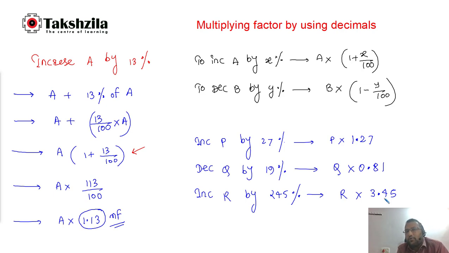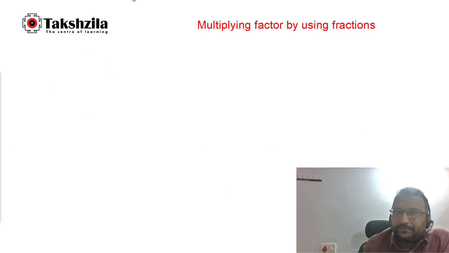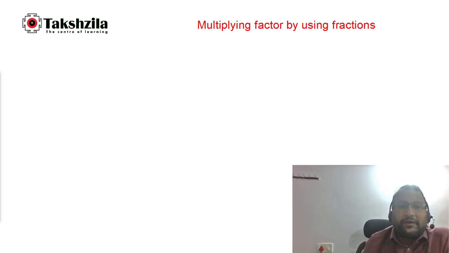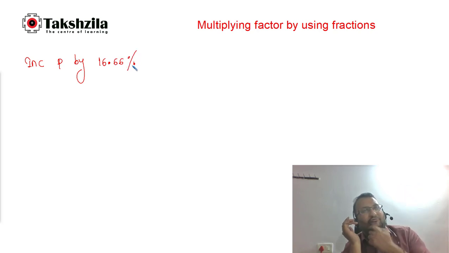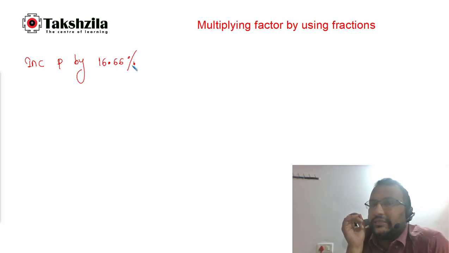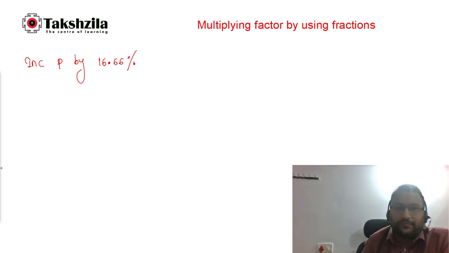Now the next is how to use multiplying factors by using fractions. Let's have a look at it. If a statement is increase P by 16.66%, so what does this mean? Now we know that 16.66% is nothing but 1 divided by 6. The meaning of this statement is we need to add 16.66% of P to P.